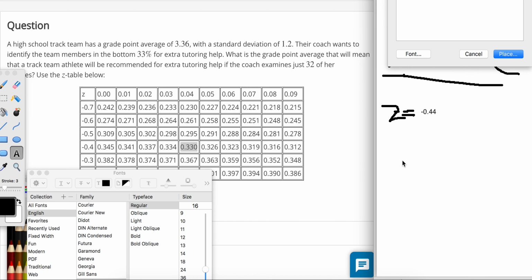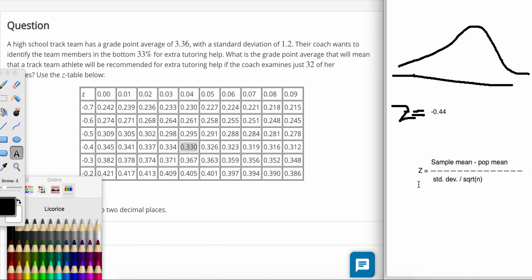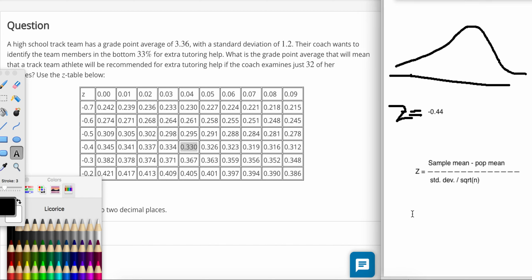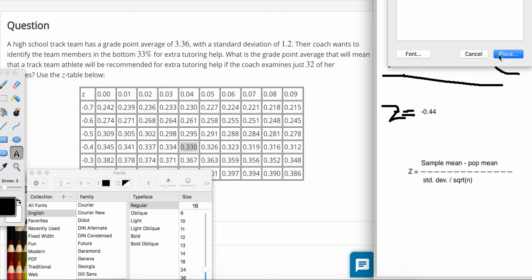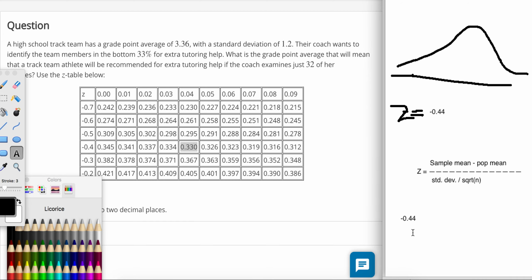If you plug this into the z-score formula, z equals the sample mean subtracted by the population mean, all divided by the standard deviation divided by the square root of the sample size. So that's our z-score formula. We have negative 0.44 on the left side for the z-score.